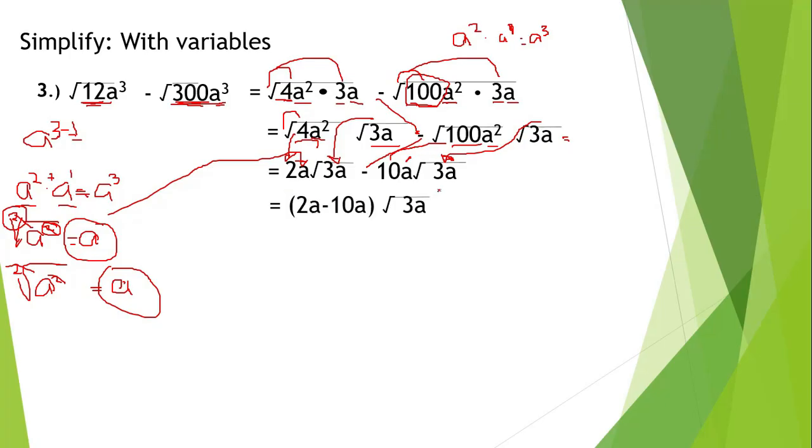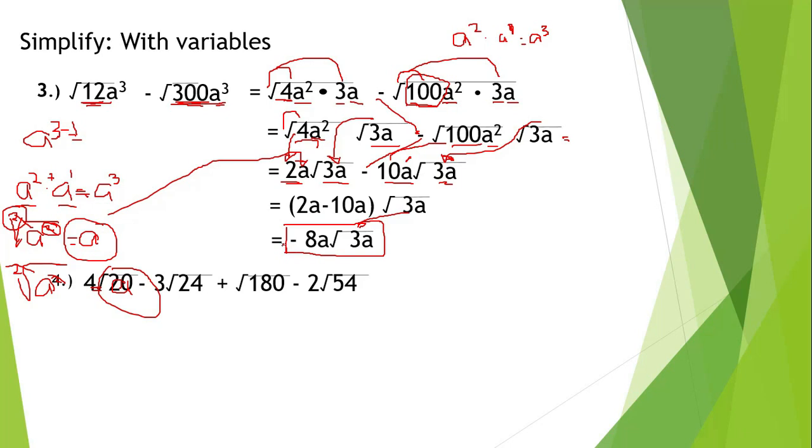The next thing we have to do here is, since their radicands are now the same, we need to subtract 2a minus 10a. 2a minus 10a equals negative 8a. Then copy the expression, which is square root of 3a. This one's the answer.